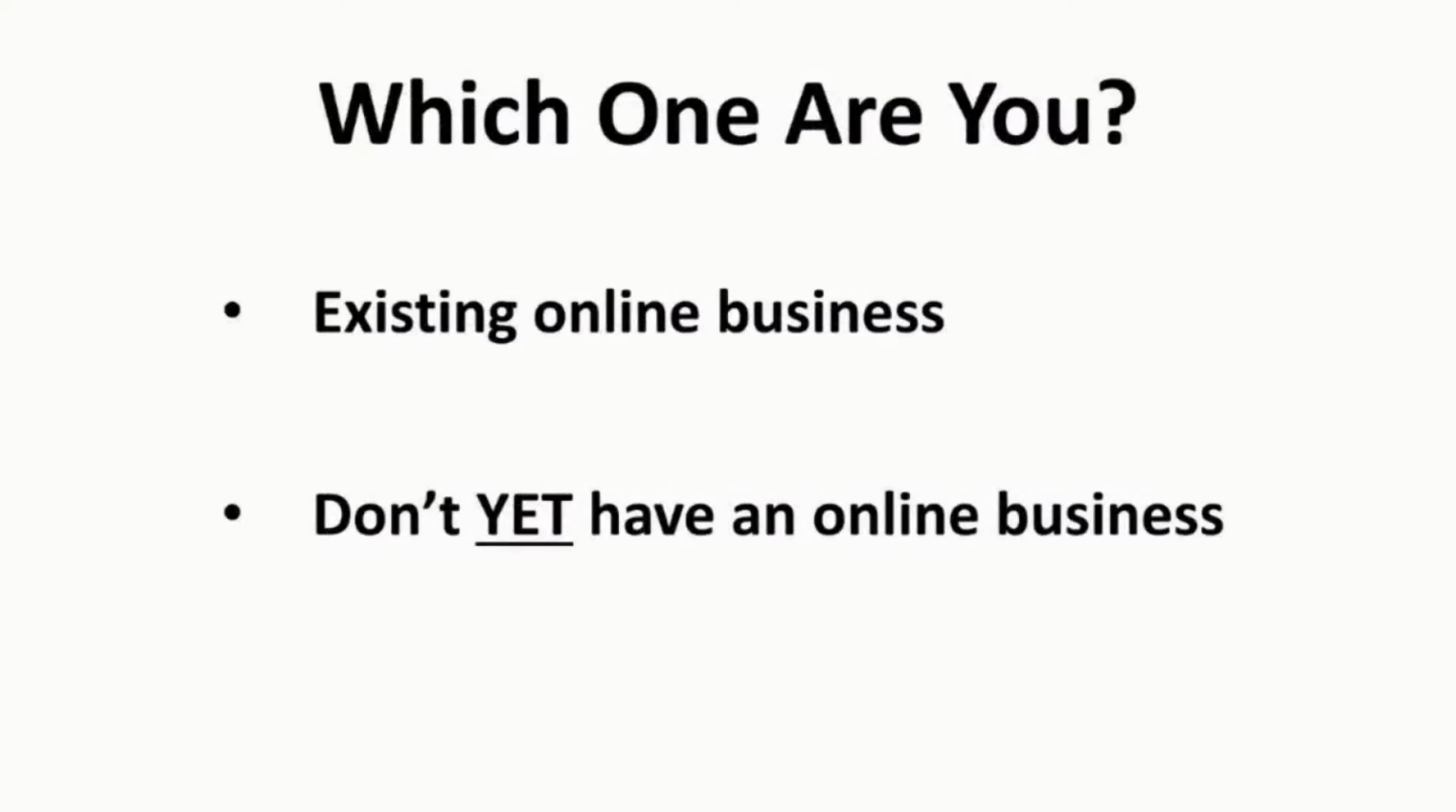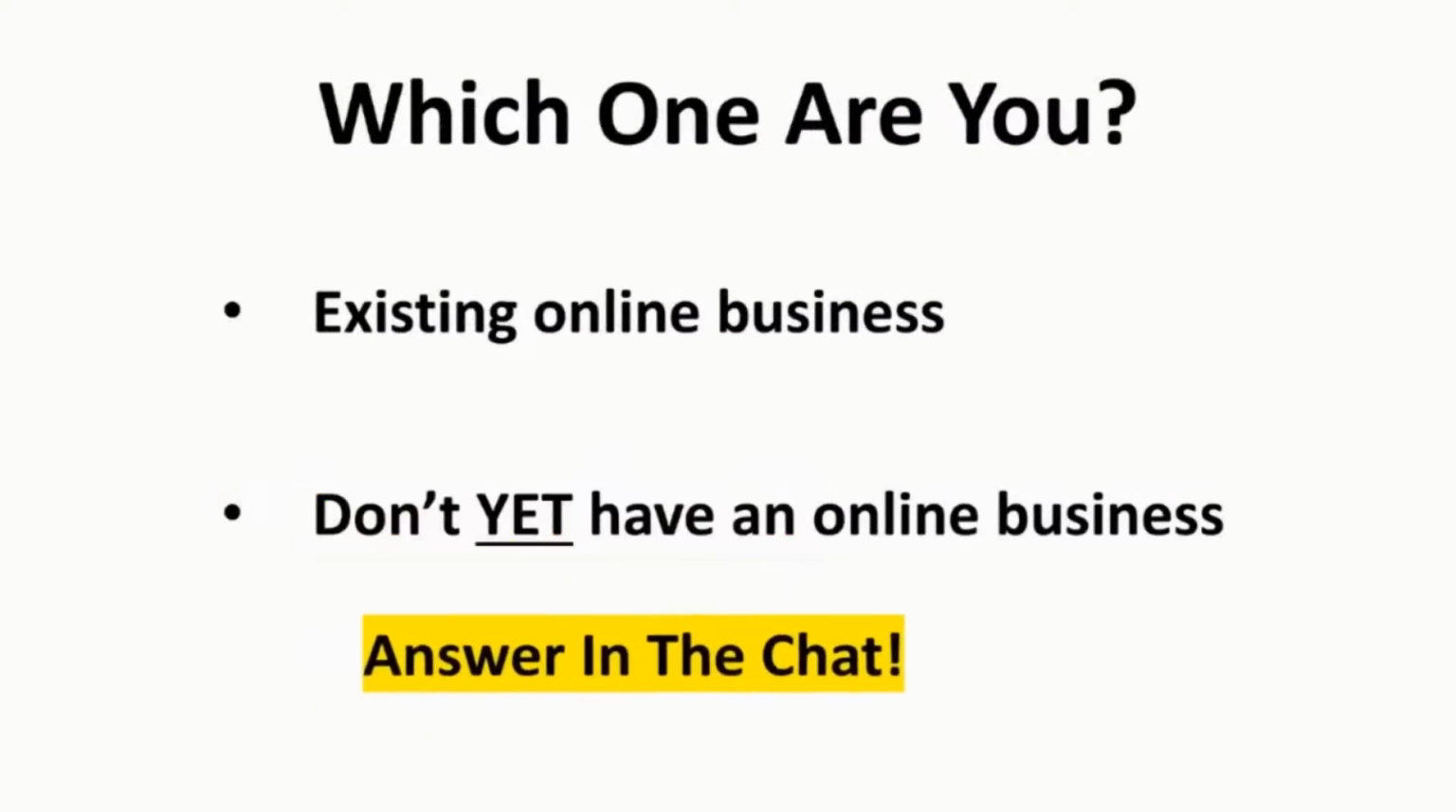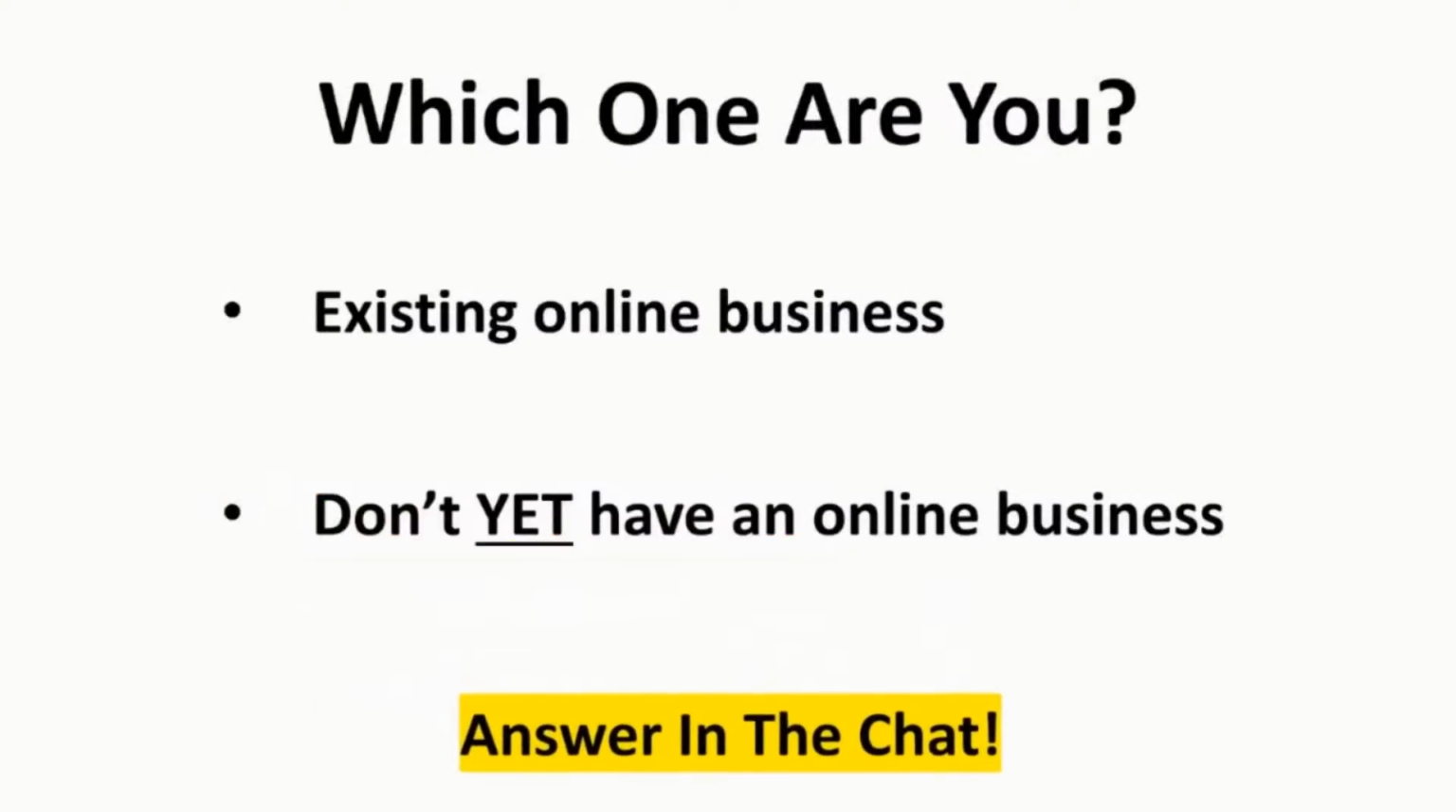So I want to ask you, pop open that chat window. I'm going to go in there in just a moment and answer in the chat and tell me, which one are you? Do you have an existing business, or do you not yet? Yet being the key word. You don't yet have an online business. So if you haven't yet made a dollar online, you'd be in the not yet category. And if you've got a business that made at least $1, whether it's in the offline or in the online world, then you'd have an existing business.